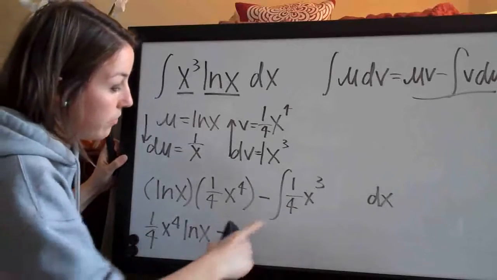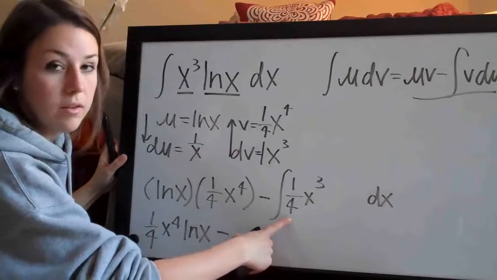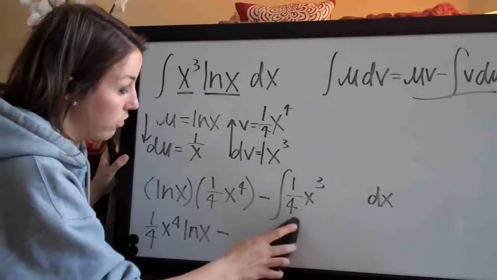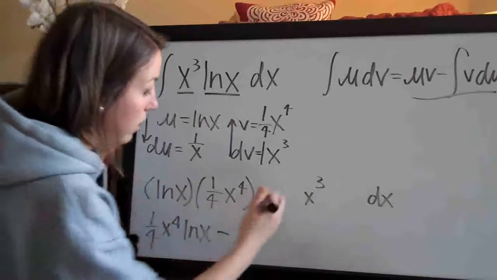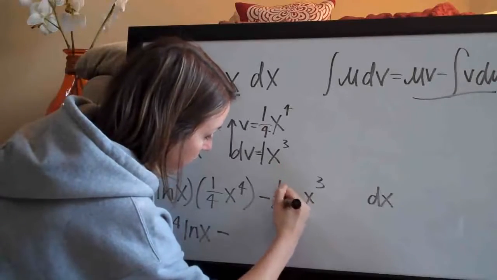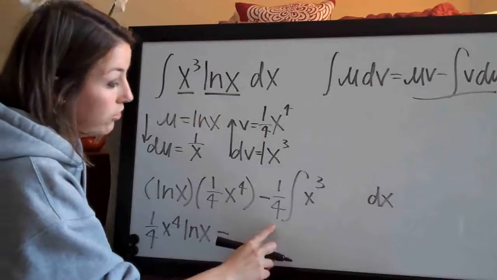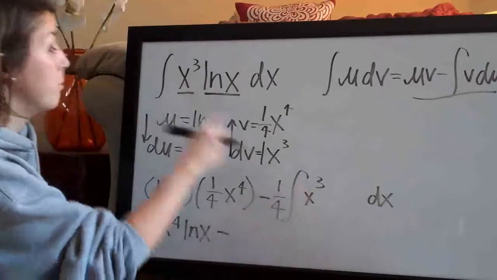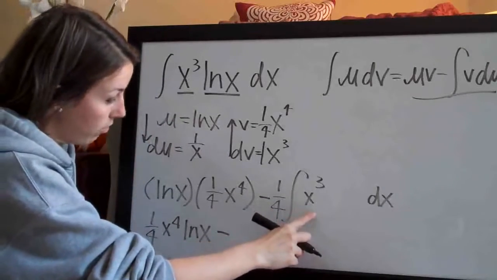Additionally, this 1/4 here is a constant. So to make things simpler for us, we can actually bring that out in front of the integral. When you have a coefficient like that, you can always bring it out in front. So I'm going to change that order there. So I brought the 1/4 out in front. So now all we're looking at is the integral of x cubed, which is much simpler than x cubed natural log of x. So this is something that we can actually deal with.